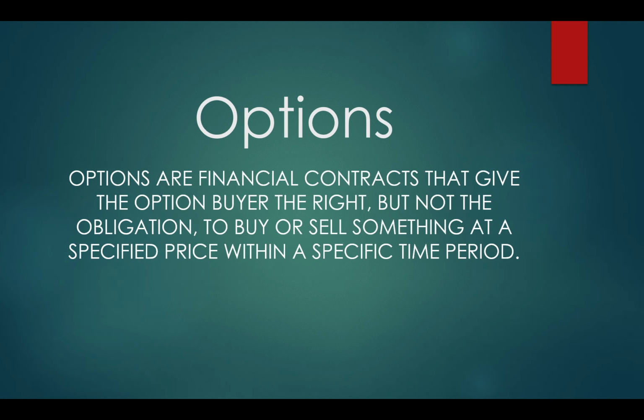Now, in short, options are financial contracts that give the option buyer the right, but not the obligation, to buy something or sell something at a specified price called the strike price within a specific time period. That something is usually a stock, bond, or commodity, which is sometimes referred to as the underlying asset or simply the underlying. In this mini-series, we will discuss journal entries for each of the various types of options from the perspective of the option buyer and seller.